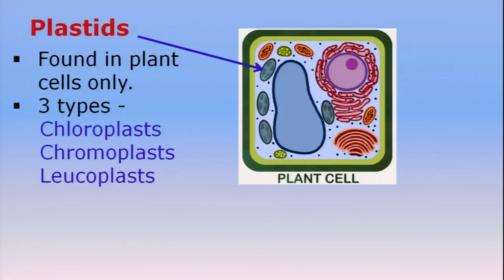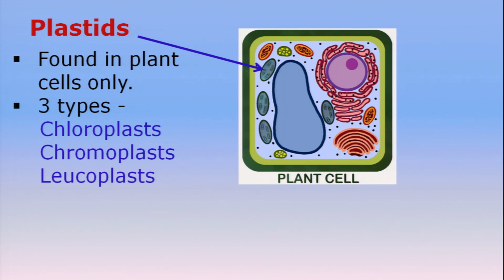Now these chloroplasts are the plastids that contain green colored pigments. You can see the green leaves or soft green stems because of the presence of these chloroplasts. They contain these green pigments called chlorophyll. And chromoplasts. Chromoplasts are the types of plastids that contain colorful pigments.